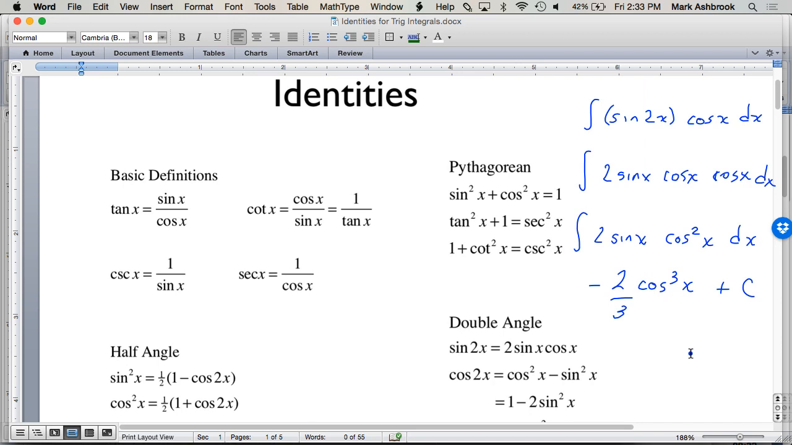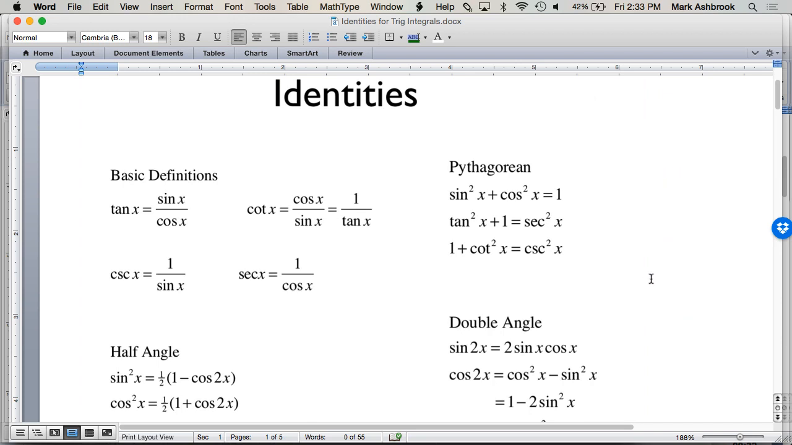Any questions on that one? All right, how about sine cubed? So this one I want you to, again, try it by yourself and then maybe consult.